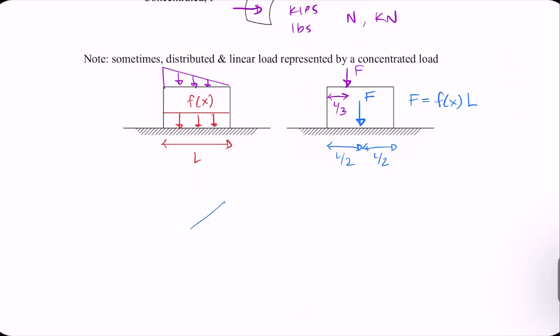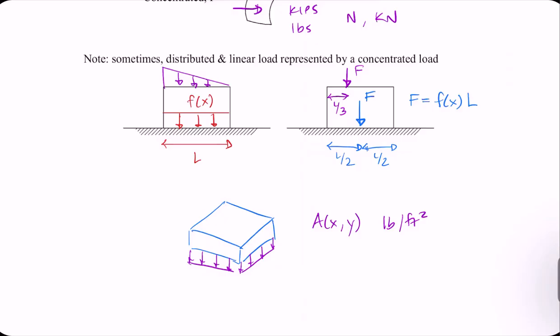If I look at area, and let's say I have this force acting like that. I have an area, and let's say pounds per square foot. If I want to convert that to a line load like this, then I'm going to need some dimensions. Let's call that B and that L.